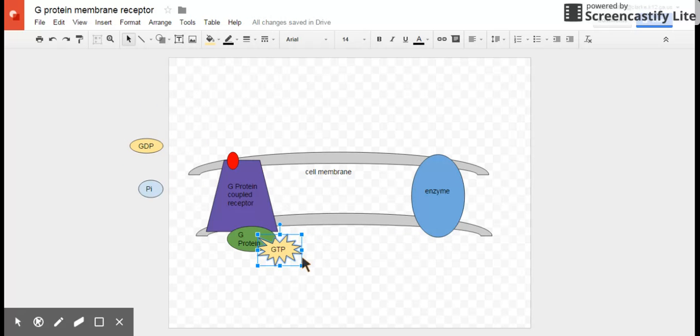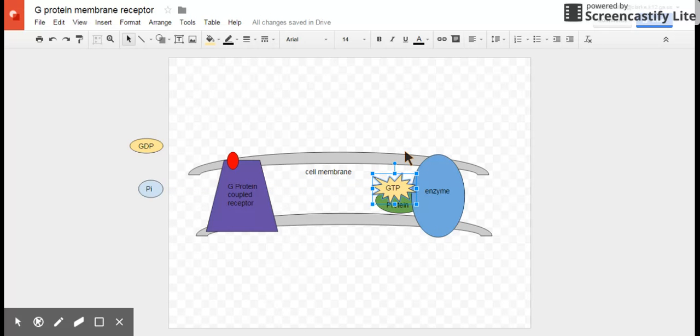Now, the activated G protein dissociates from the receptor, diffuses along the membrane, and binds to an enzyme. So this is going to diffuse through the membrane. Now this GTP is still attached to it. All right, and everything is bound to this enzyme here now. Once activated, the enzyme can trigger the next step, leading to a cellular response.